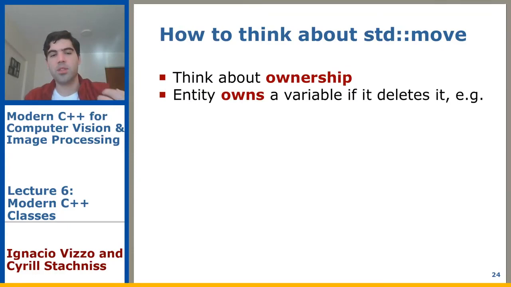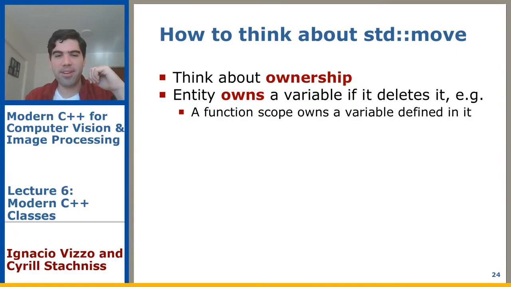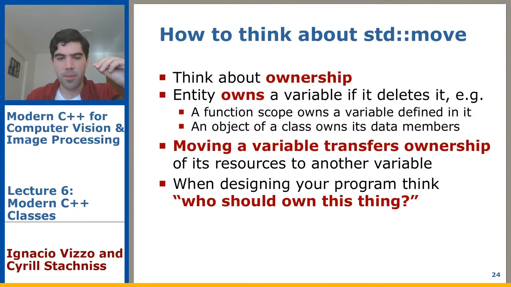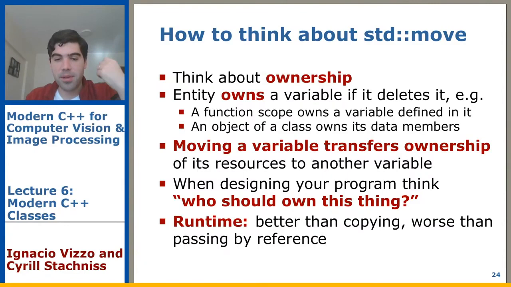A function scope owns a variable defining it. And then moving a variable transfers ownership. So whenever you call move on a variable, you're transferring ownership to this new member. When designing your program, you should think who should own this thing, and then you will know if you should be using move or not. If we benchmark this, the runtime is better than copying, but it's worse than passing by reference.